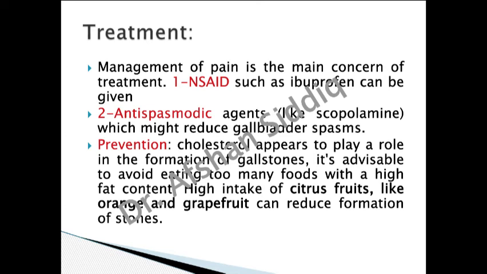High intake of citrus fruits like oranges and grapefruit can reduce the formation of stones because of vitamin C, which is involved in the conversion of cholesterol to bile acids. And once bile acids or bile salts are synthesized, they can easily be eliminated and removed from the gallbladder into the intestine for their further mechanism. So this is all about GIT pharmacology.